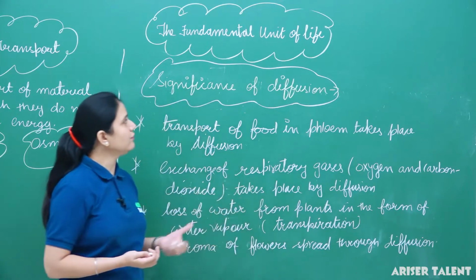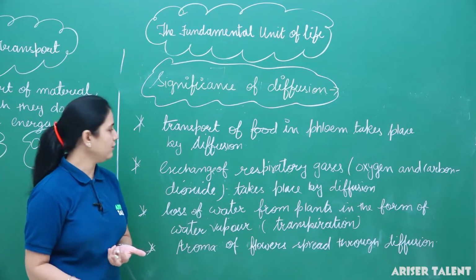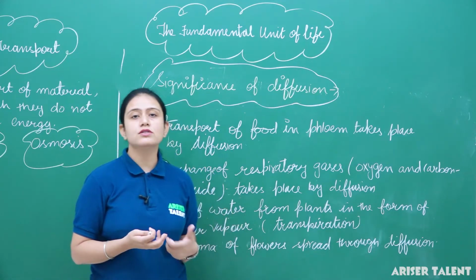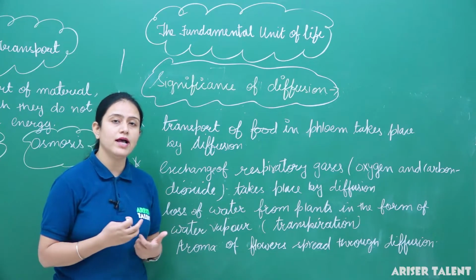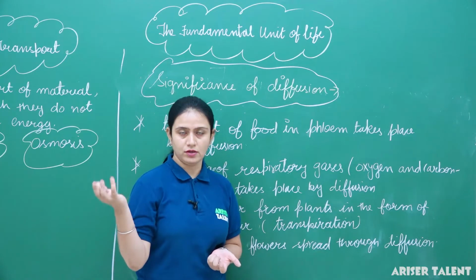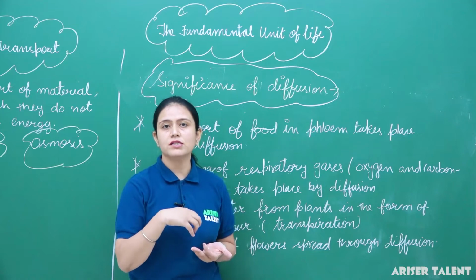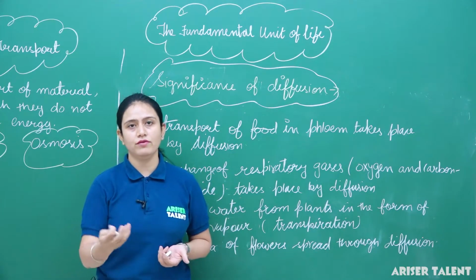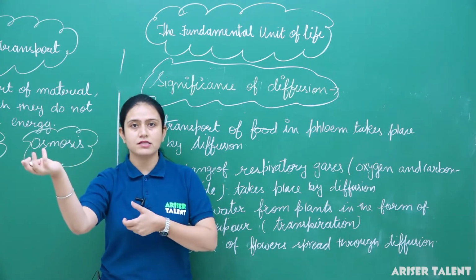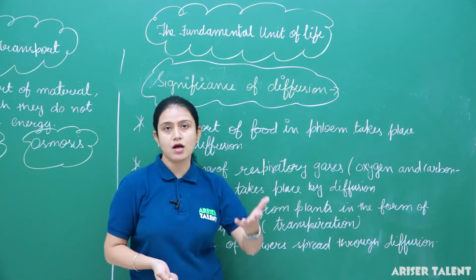Clear? So these are the significances of diffusion: transport of food materials in phloem takes place by diffusion. Exchange of respiratory gases, meaning oxygen and carbon dioxide, also takes place by diffusion. How does it happen? When we breathe oxygen in, what happens? Oxygen is available outside in a great amount, but there is a lower concentration of oxygen inside our body, so we breathe in. Thus we can say that oxygen moves inside the body from higher concentration to lower concentration. The same happens with carbon dioxide. We breathe out carbon dioxide.